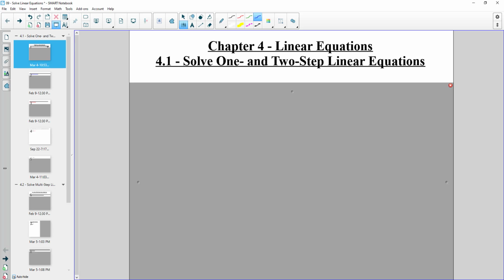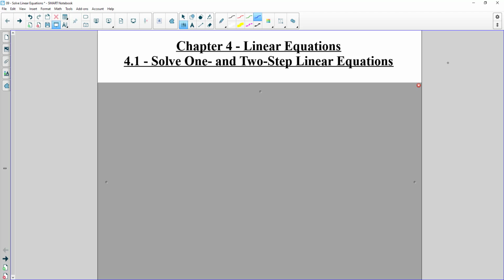Okay, so moving on into chapter 4 here, what we're going to focus on for today is looking at solving linear equations, solving for x. It's going to be the same question over and over again. We're just going to slowly ramp up the difficulty and the complexity of the question.